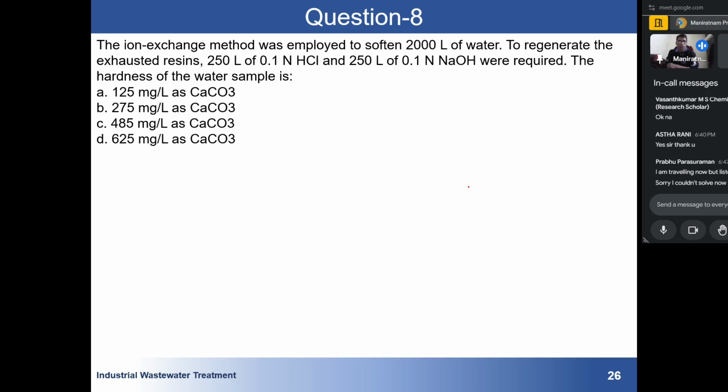Then the last question of problem solving. Then we will have a normal discussion and we will see some other examples.